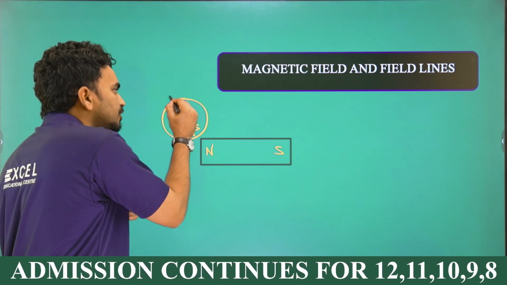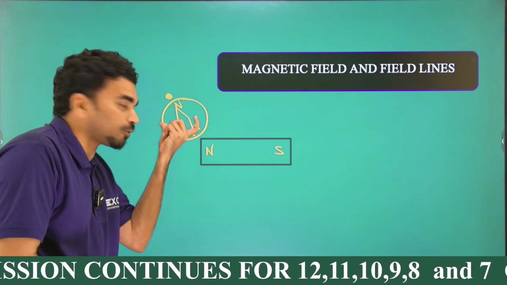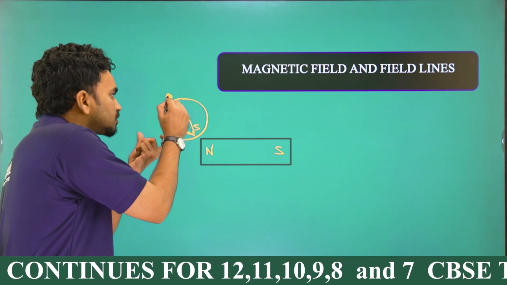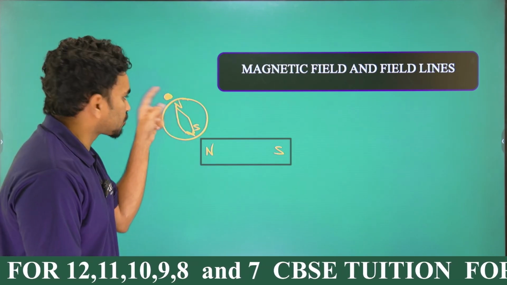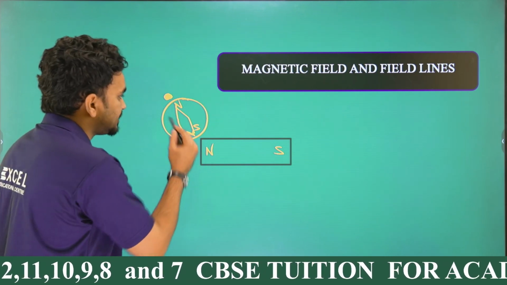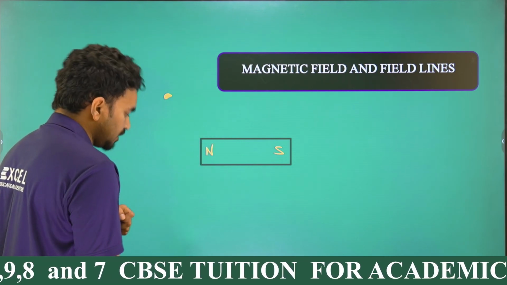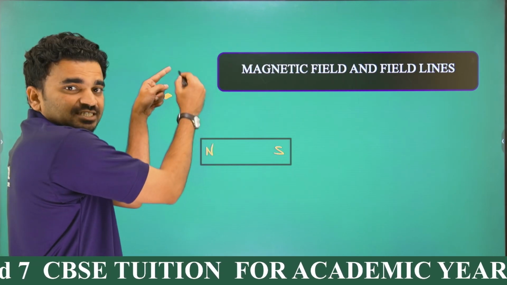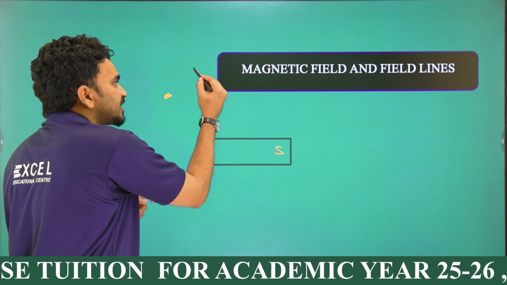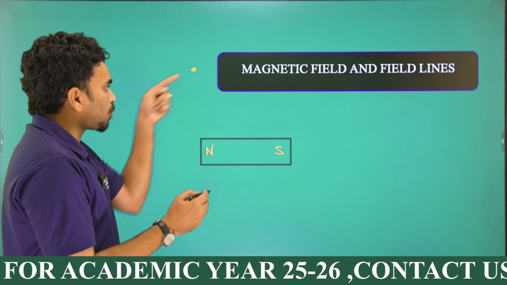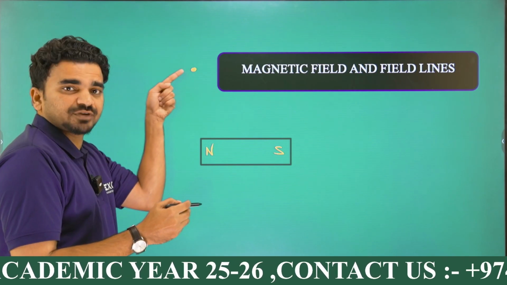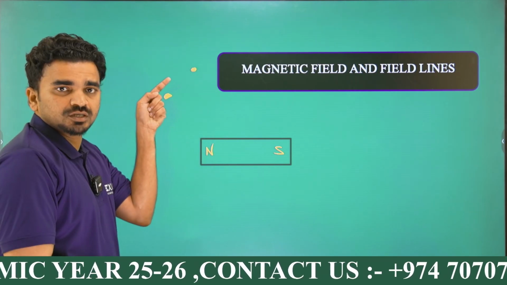So let me mark the north point. When I kept a compass here, I can mark what? The north point of the compass needle here. All right. So I got one point. Then I take the compass from this position and place it in the next place. So again I am marking the next north point. The compass I kept here, the north pole will point this way. I marked that north point.